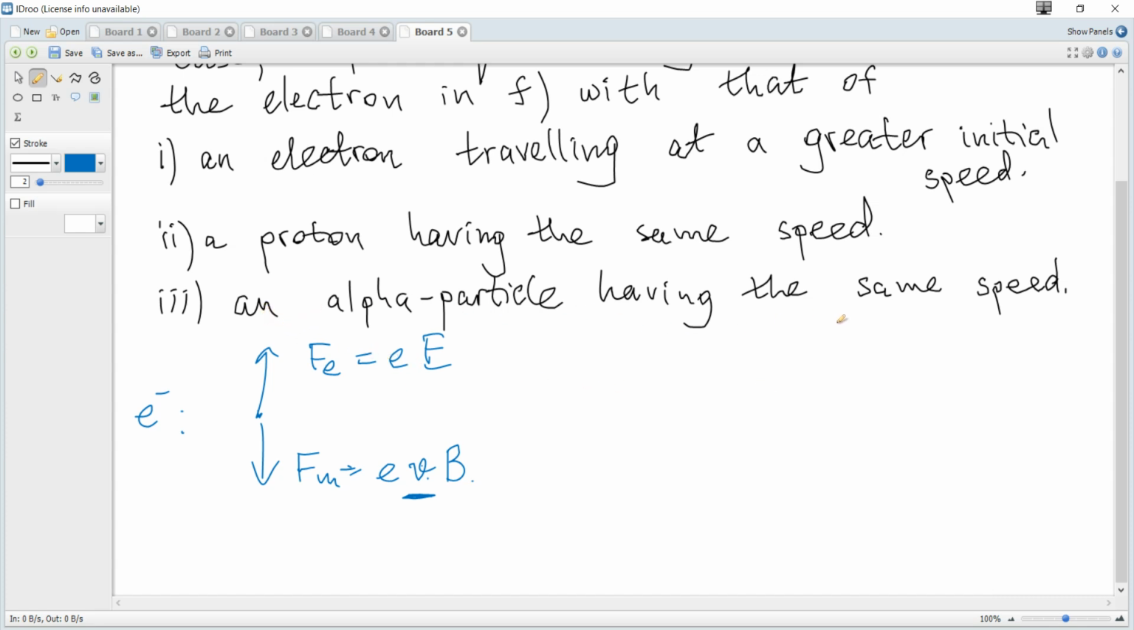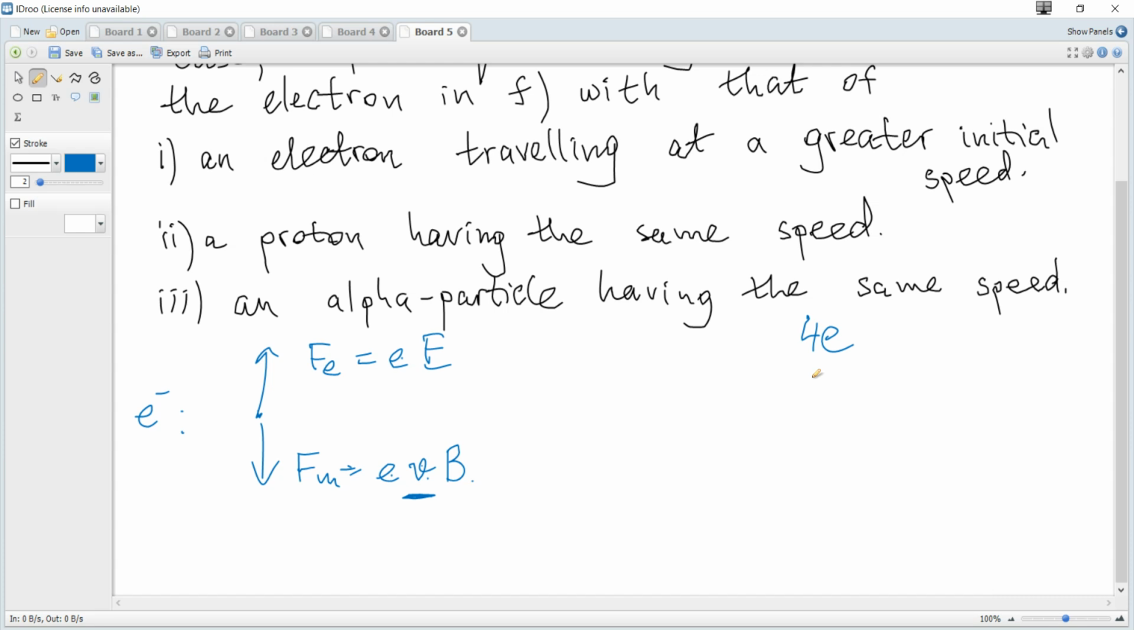And an alpha particle having the same speed. What is an alpha particle? It's a helium nucleus. It has positive charge, and by magnitude it's 4 elementary charges, and positively charged, so it will be the same as for the proton, so it will be undeflected. And according to the formulas, we can see that with charge, both forces will be increased by the same factor, hence it will be undeflected.